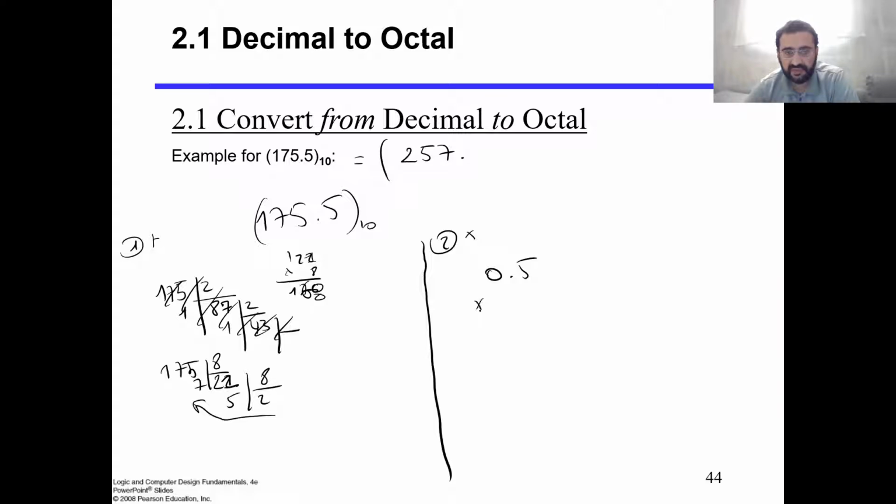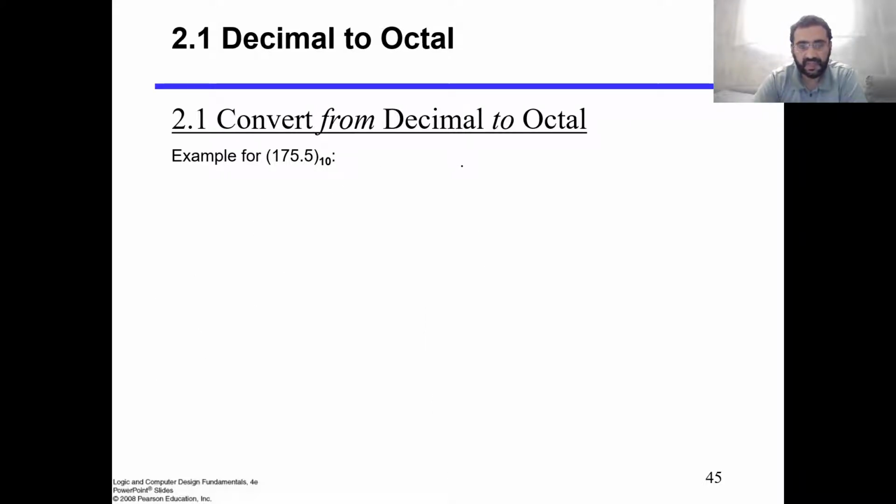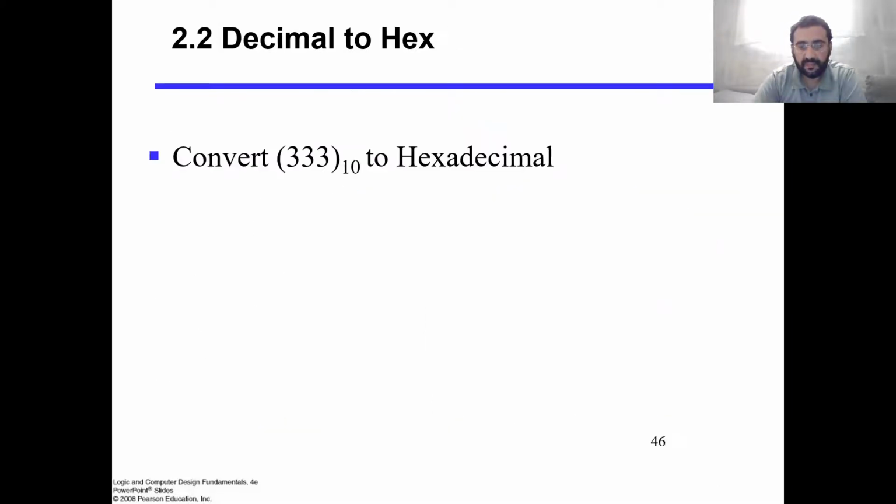So 0.5 multiplied by 8 is 4.0. So we have a 4. We just report it here. And here we made the conversion to octal. Now let's do the hexadecimal conversion. So it's always the same method. We want to convert from decimal to hexadecimal. Here we only have an integer part.